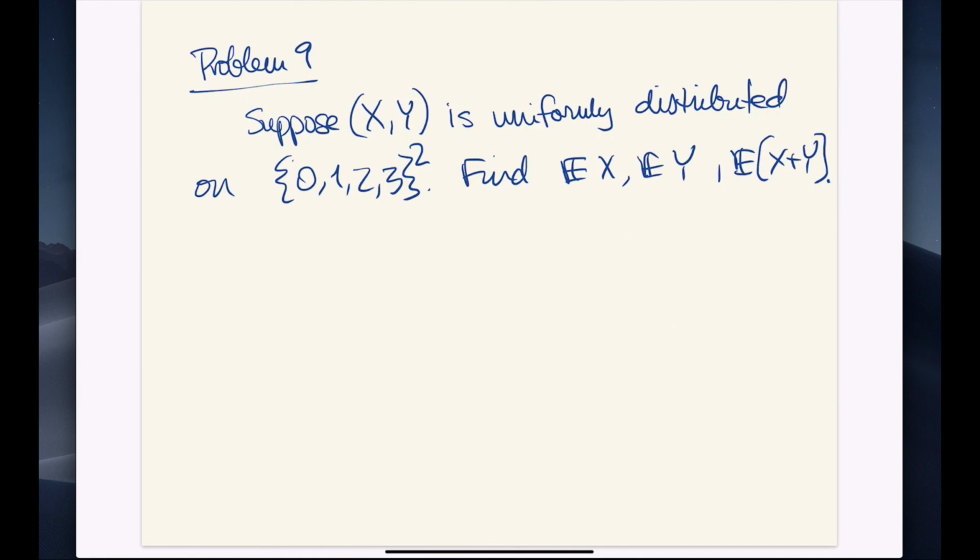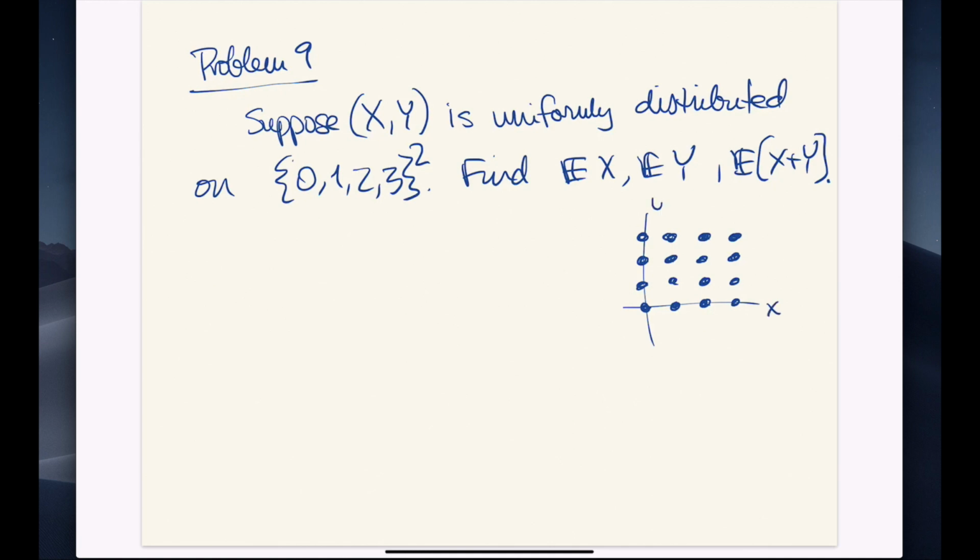So in this problem, we're given a pair of random variables, X, Y, and we're told that they're uniformly distributed on the set {0, 1, 2, 3} squared. This means that if we look at these 16 points, each one has probability 1/16 of being the eventual value of capital X, capital Y. And we're asked to find the expected value of X, the expected value of Y, and the expected value of the sum.